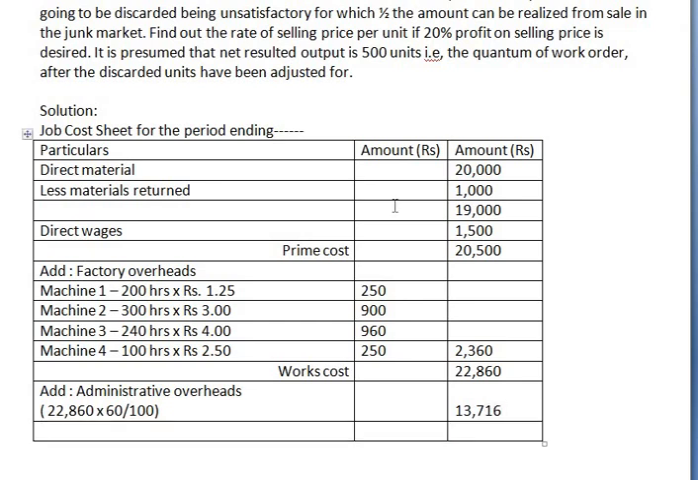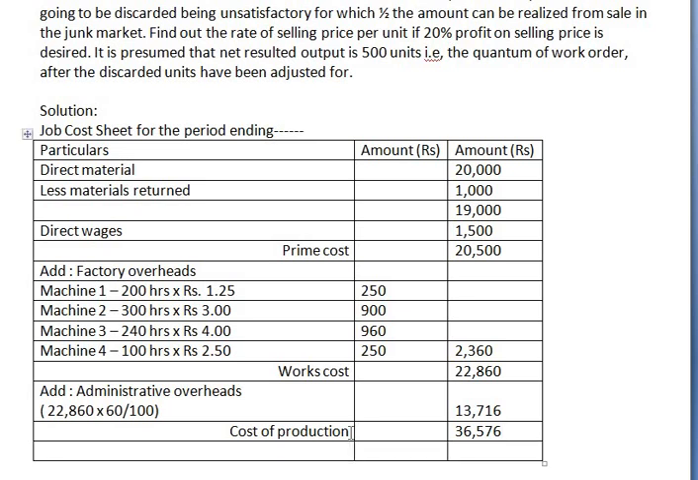13,716. Again go through the problem. If anything related to administrative overheads they have given. If they haven't given anything related to that, then whatever total we get, that is called as cost of production. Cost of production, make a total: 36,576.